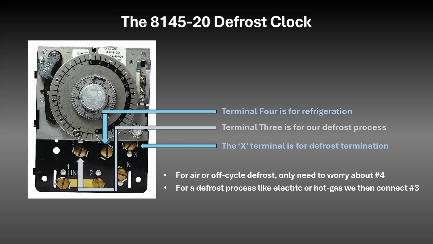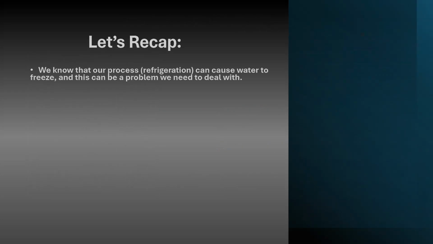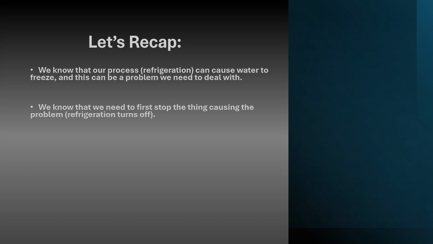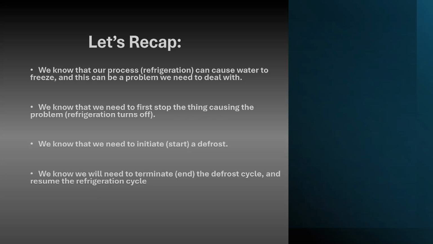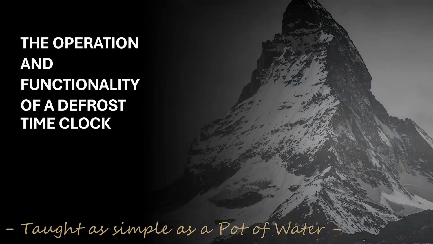During electric defrost, or hot gas, then we would connect number 3 to something, because during defrost, we need to enable something to happen. And so to recap here, we know that our process, refrigeration, can cause water to freeze, and this can be a problem that we need to deal with. We know that we need to first stop the thing causing the problem, and that means the refrigeration needs to turn off. We know that we need to initiate or start a defrost, and we know that we will need to terminate or end the defrost cycle at some point and then resume the refrigeration cycle. And we know we have multiple ways of defrosting our coil: hot gas, electric, air, so on and so forth.